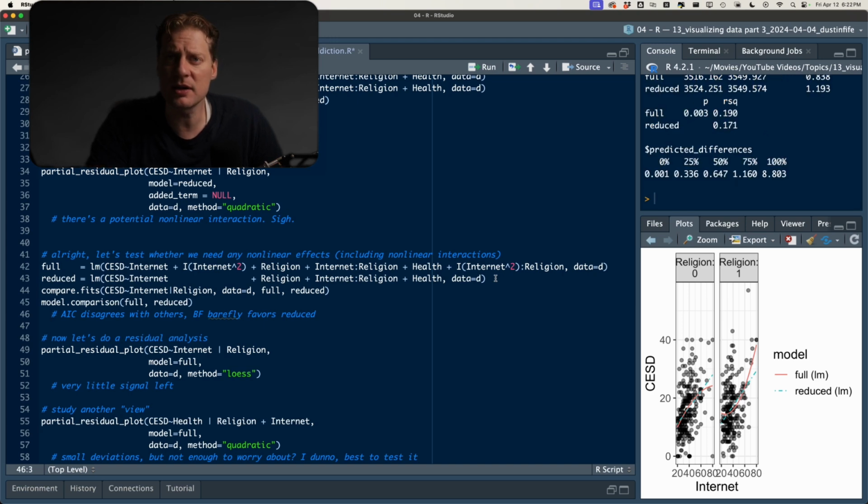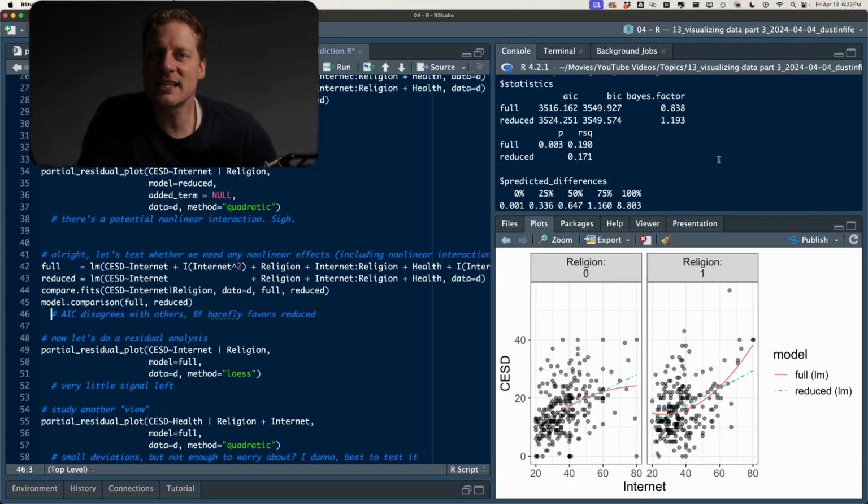But let's go ahead and look at the model comparisons. And so the AIC is favoring the full model, the BIC is barely favoring the reduced model, and the Bayes factor is also barely favoring the reduced model. And remember, a Bayes factor of 1 means that it can't tell the difference between the two models. So it's basically saying, I can't tell the difference, but if I had to pick one, I would say reduced. And the p-value definitely favors the full model. So there's a little bit of ambiguity, at least with the Bayes factor. But I'm going to go ahead and, at least for now, go with the full model. And remember, the full model allows for these non-linear effects.